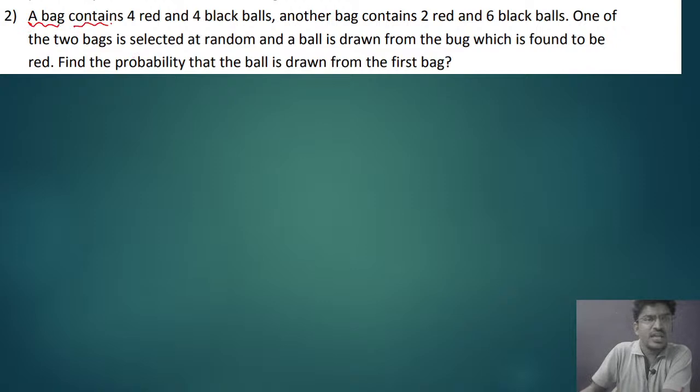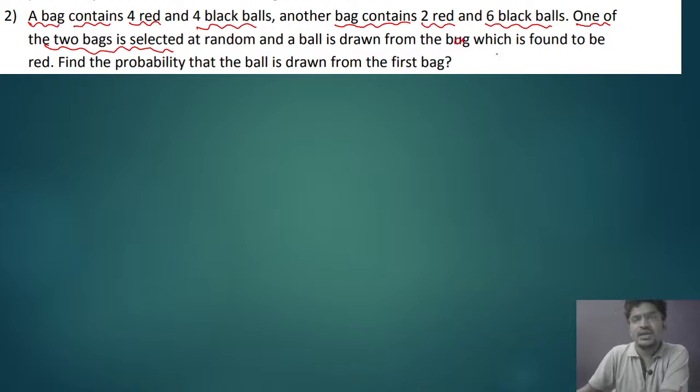A bag contains 4 red balls, 4 black balls. Another bag contains 2 red and 6 black balls. One of the two bags is selected at random. A ball is drawn from the bag which is found to be red. Find the probability that it is drawn from the first bag.